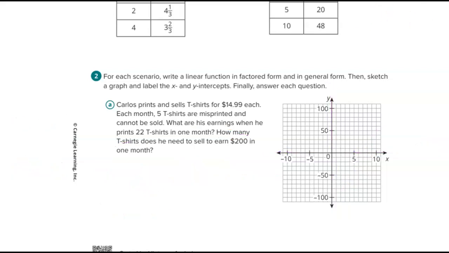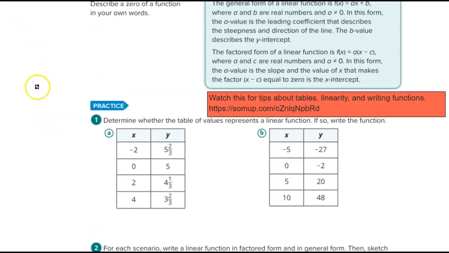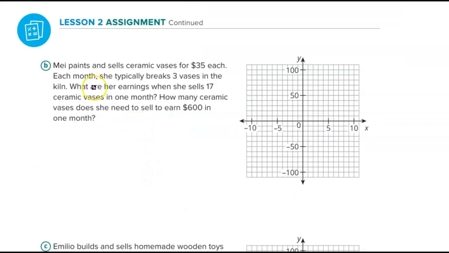And then it's similar when you look at the next questions. So this one, May is painting and selling vases. This is how much she sells for each one. And each gives you an idea where that number might be in your equation. Each month, she typically breaks 3. It's kind of like giving them away.